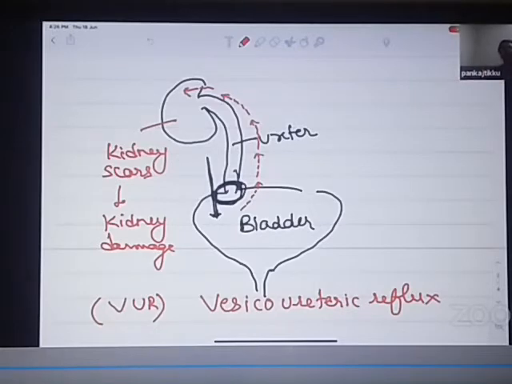If you treat the UTI now, it will occur again after 2 months, because there is a continuous reflux of urine happening from the bladder to the ureter. So the problem is not the urinary tract infection, the problem is what is causing that urinary tract infection. And what is causing that urinary tract infection? A vesicoureteric reflux. So that is why in all young children who have a urinary tract infection, some investigations should be done to find out whether they have an underlying vesicoureteric reflux or not.